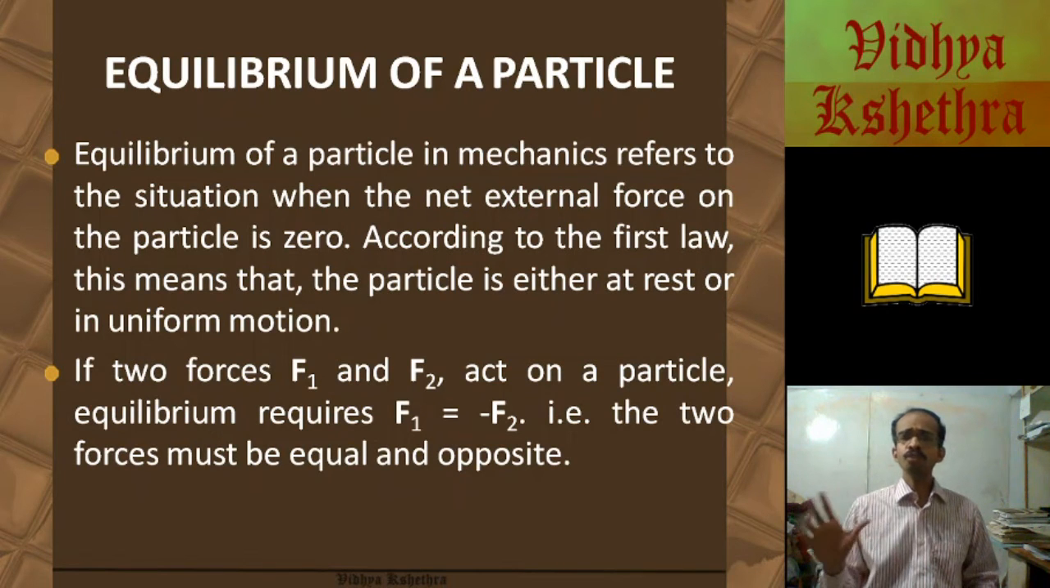If two forces F1 and F2 act on a particle, equilibrium requires that F1 is equal to negative F2, or F1 plus F2 is equal to 0. That is, the two forces must be equal as well as opposite.